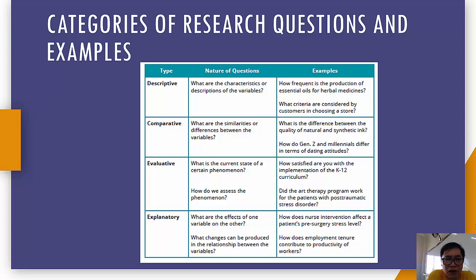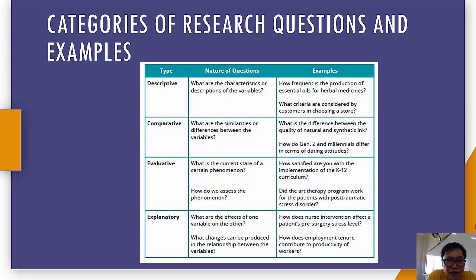You have comparative. What are the similarities or differences between the variables? There are two variables now because we're going to compare. What is the difference? Take note that descriptive is to describe only, comparative is to compare two variables. What is the difference between the quality of natural and synthetic ink? How do Gen Z and millennials differ in terms of dating attitudes? Okay?